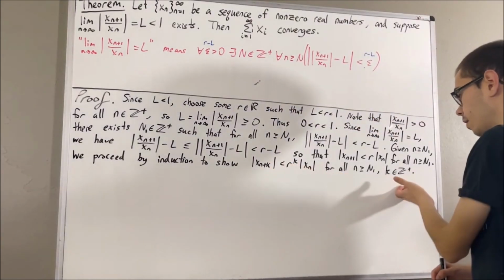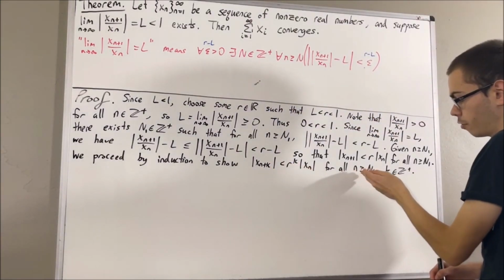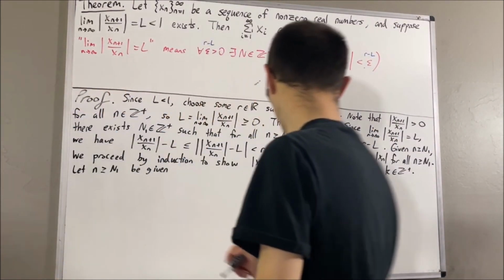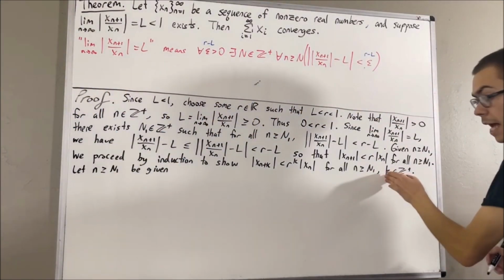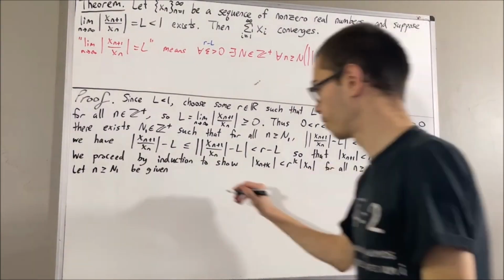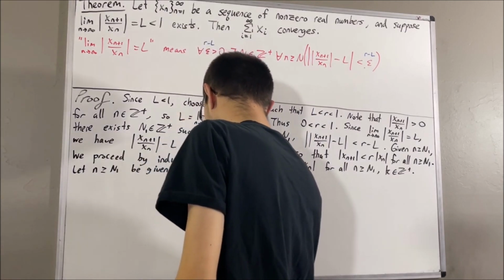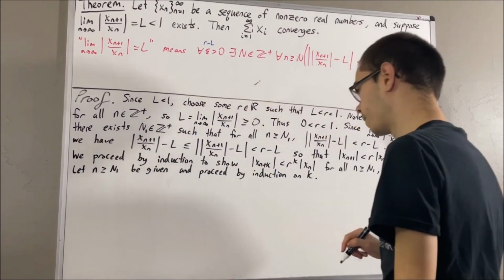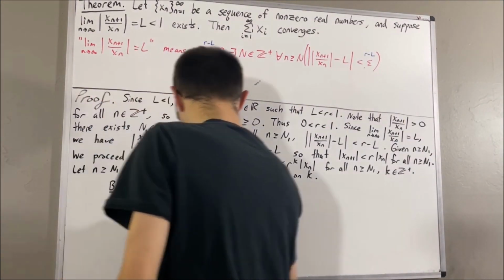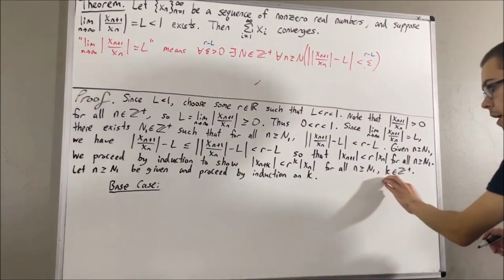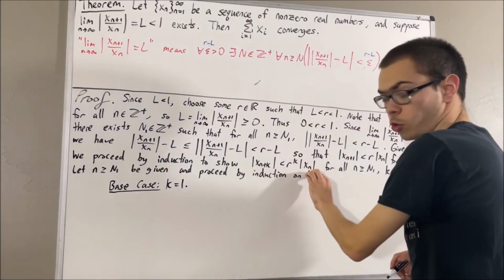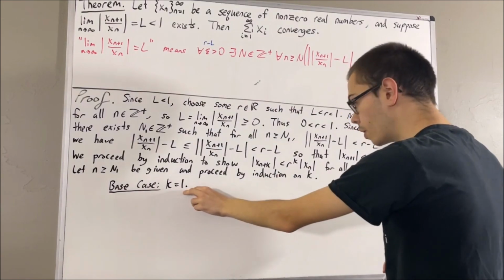So, to prove this, let's give ourselves an arbitrary integer n greater than or equal to capital N1. And we're going to proceed by induction on k to show for all positive integers k, this inequality is true. So let's start with the base case. In the base case, we're dealing with k equals 1, and we're trying to show that this inequality is true in the case where k is equal to 1.